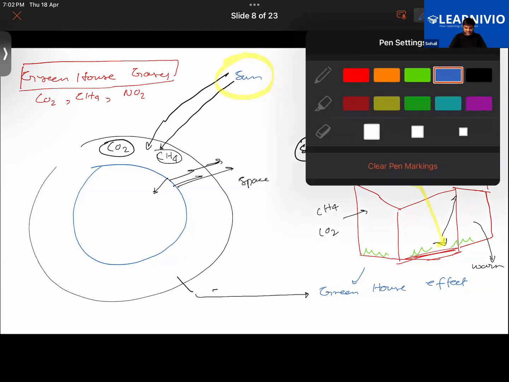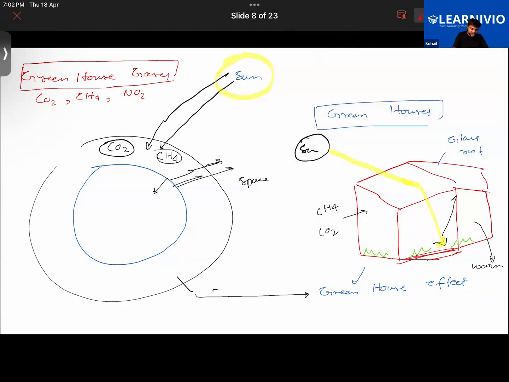You have some other gases also, like chlorofluorocarbon. CFCs. Earlier it was used in refrigerators. Earlier, chlorofluorocarbon, let me write its full form. It was used in refrigerators, but it is no longer in use.